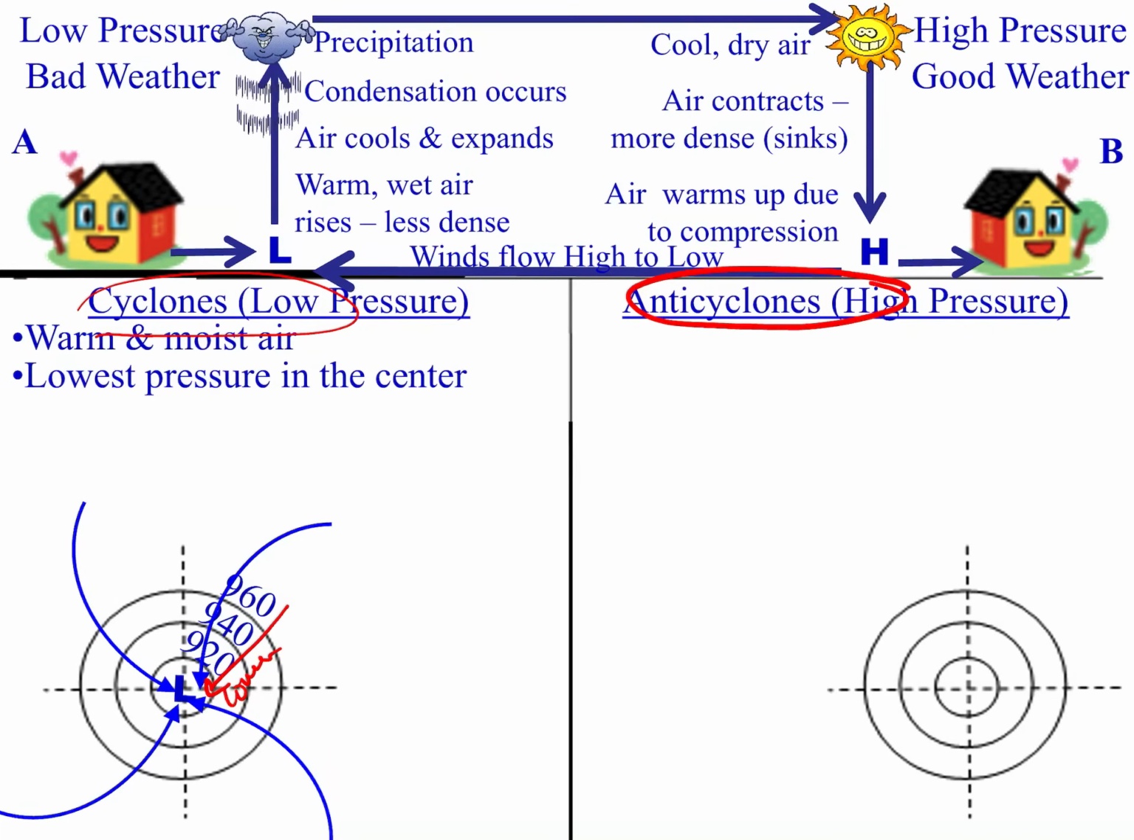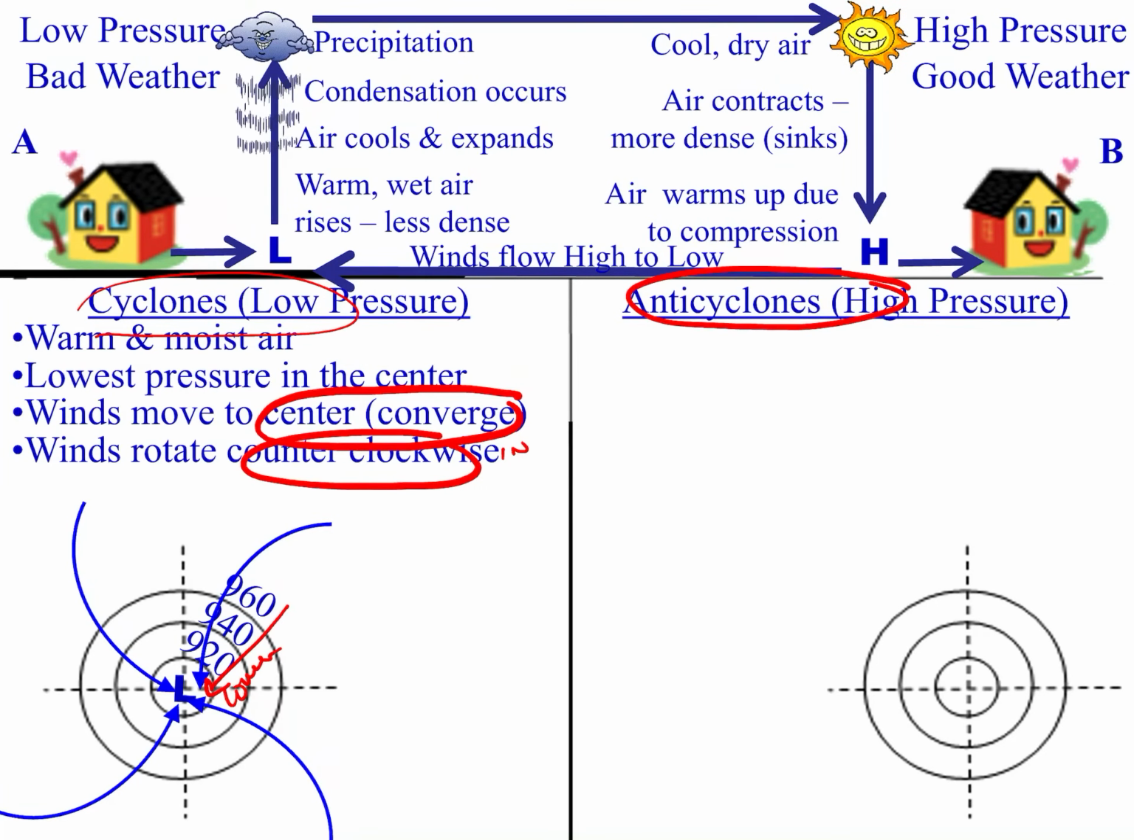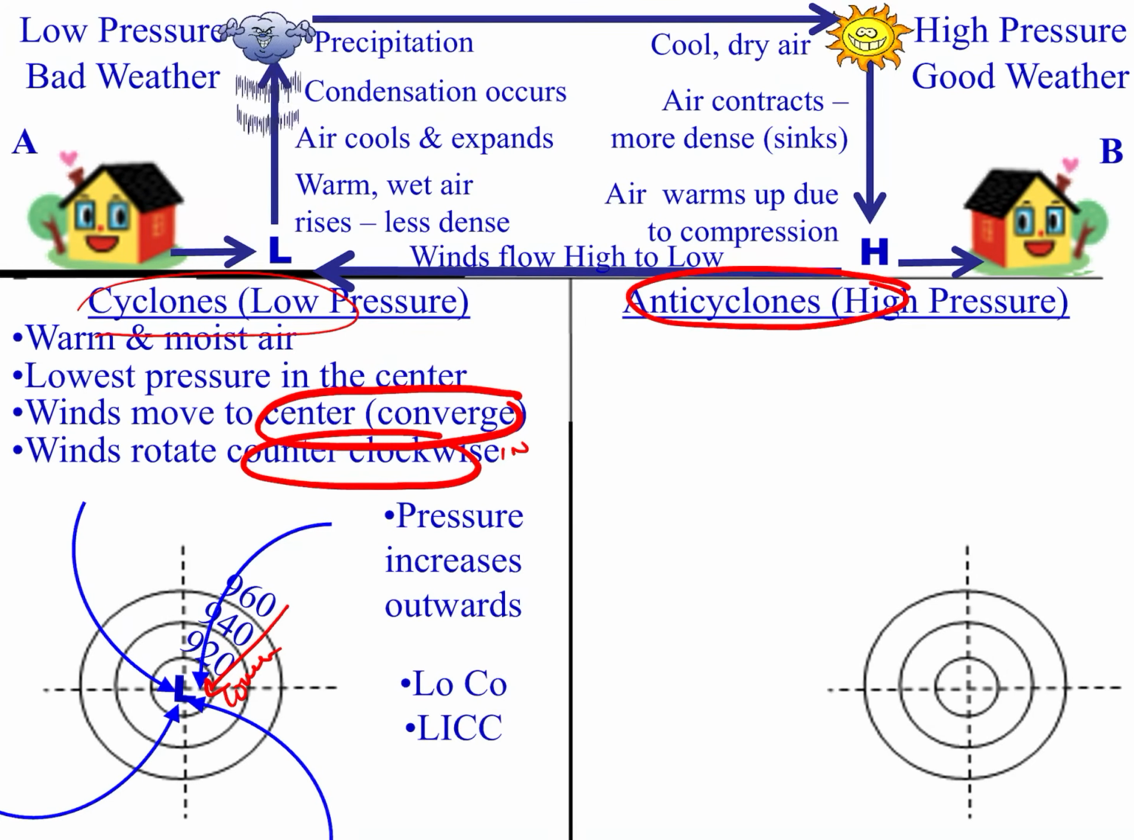So you got your warm and wet air, your lowest pressure in the center, winds move towards the center, that's a big one, in, and the winds move counterclockwise. Easy way to remember this, loco: low pressure, convergent, okay? And then here, this is the one that I like to use: low pressure, in, counterclockwise. You do have to know and be able to draw these winds going like that, okay? So obviously if that's low pressure, high pressure is going to be the exact opposite.